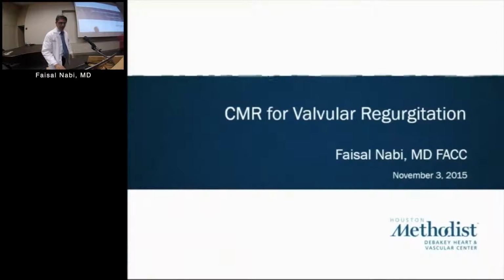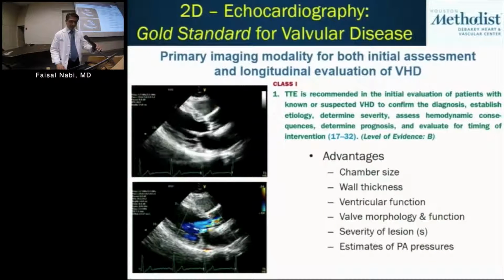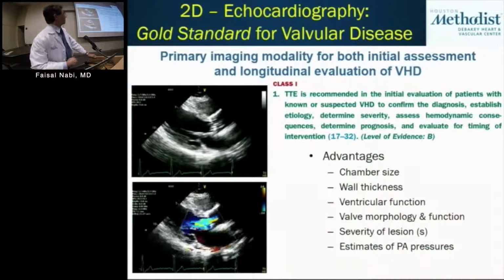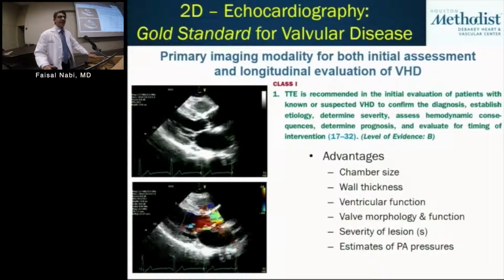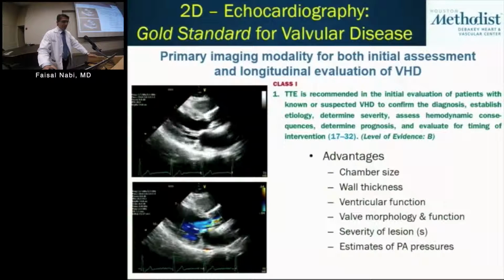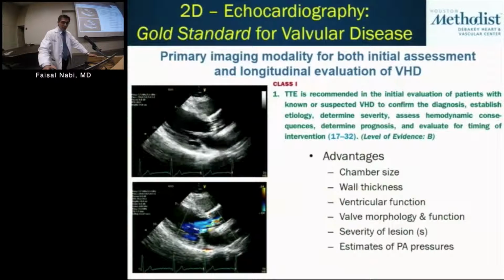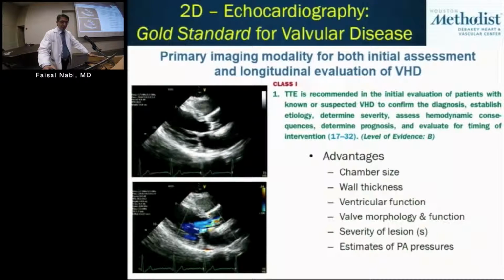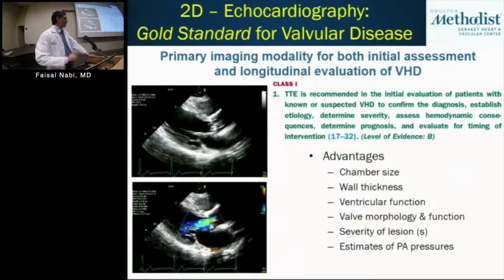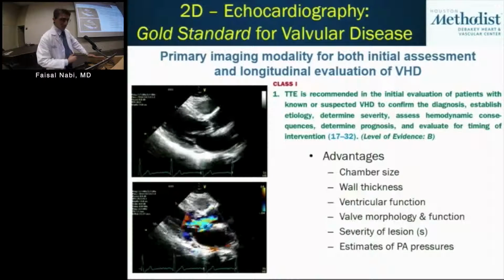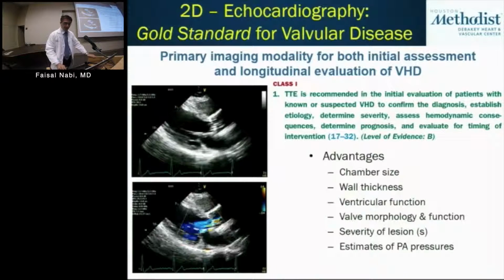Thank you. Okay, so I'll fill in the CMR portion of this talk, and I think comments first. No doubt about it. Transthoracic echo is the gold standard for valvular disease. It should be the primary imaging modality when it comes to the initial assessment and for any longitudinal assessment. There's a lot of advantages, as Steve has highlighted. I'll move fast due to time, but you should know that this is also a Class 1 recommendation according to the guidelines.